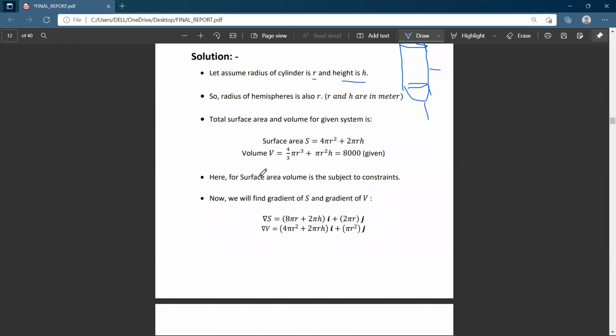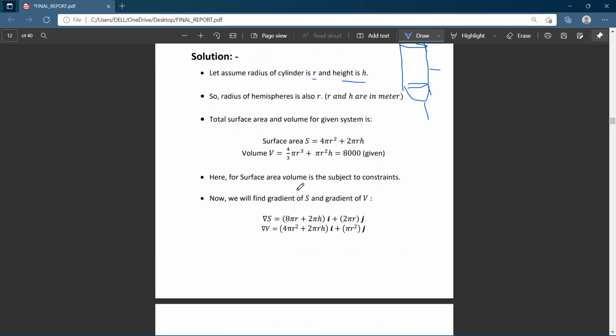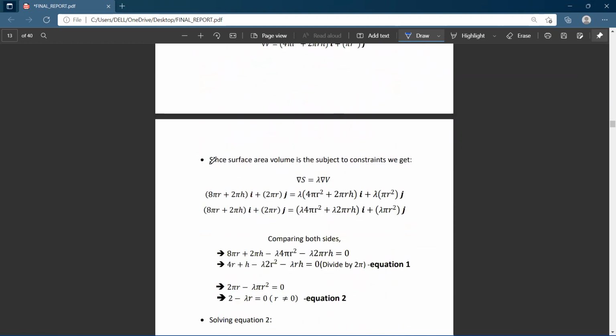Here the surface area is subject to the constraint of constant volume. So first we will find the gradient of S and the gradient of V from these equations. So we obtain this equation. Since the surface area is subject to the constant volume, we can write that the gradient of S is equal to lambda times the gradient of V.